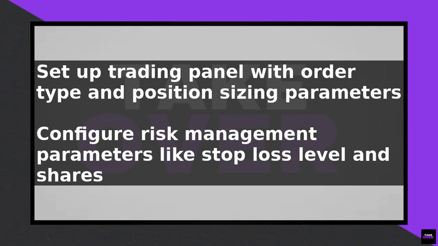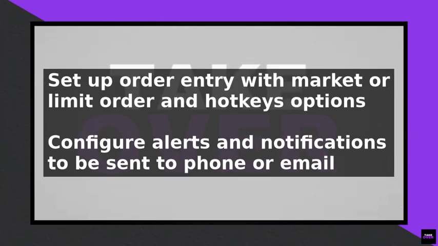In addition to setting up your chart and trading panel, you also need to set up your alerts and notifications. To do this, click on the alerts icon and select the type of alert you want to receive, such as a price alert or a news alert. You can also set up your notifications to be sent to your phone or email.